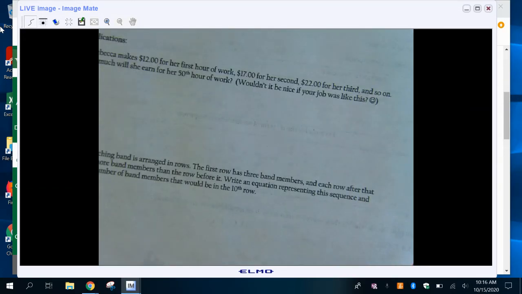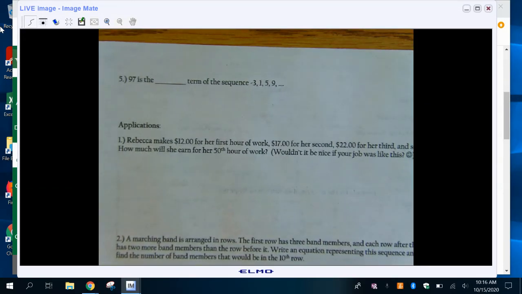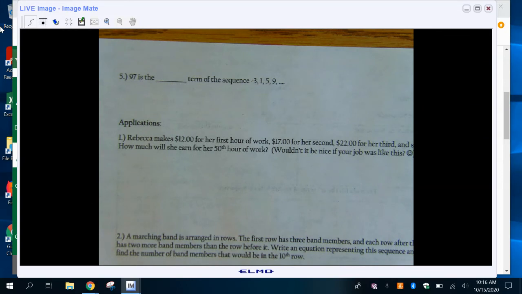All right, so we're going to end now by, oh, just kidding. One more before we get to a couple applications. So this one says 97 is the what term of this sequence?